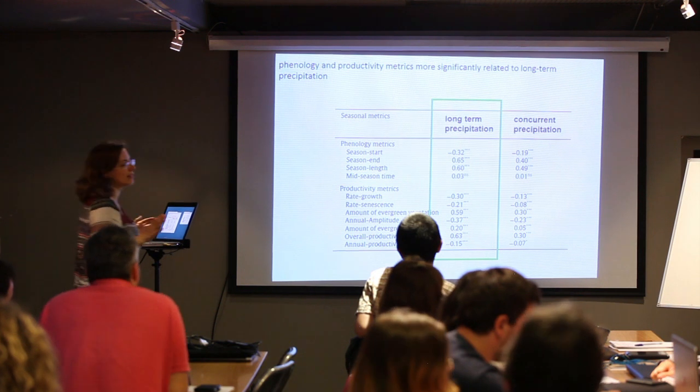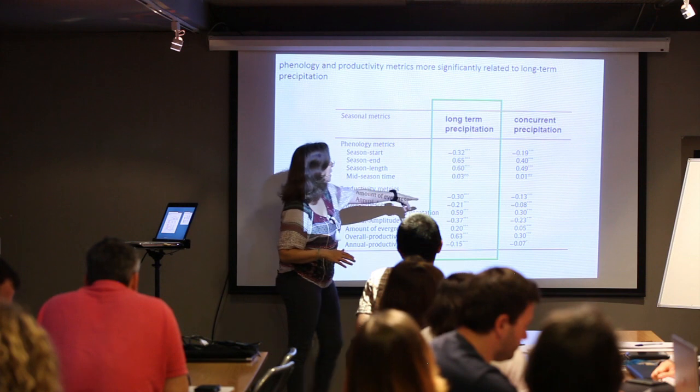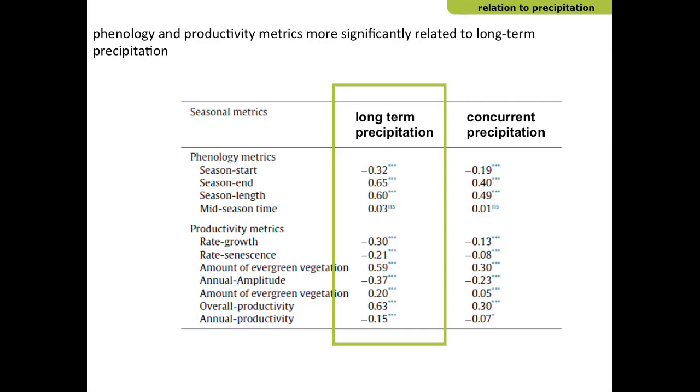And then we related that with long-term precipitation and concurrent precipitation. Those started in 2000 till 2012, okay? So we related those variables with those 12 years of precipitation and with longer-term precipitation, which is 50 years of precipitation. And interestingly, we found better correlations with long-term precipitation, as if the ecosystem has some kind of legacy of memory, which makes the response dependent on the precipitation, but also on what happened in the past.